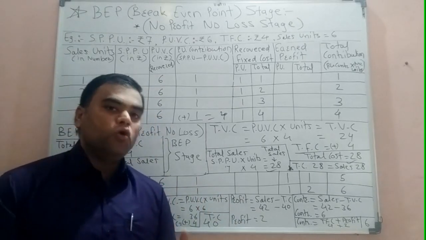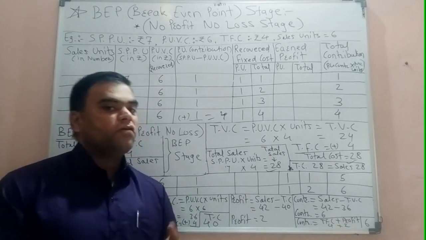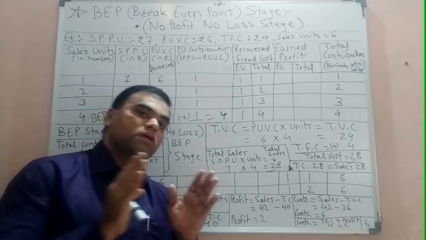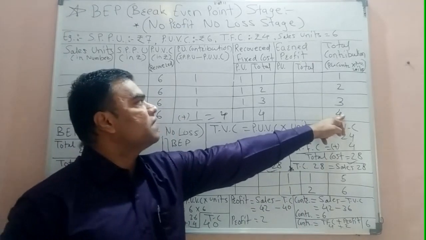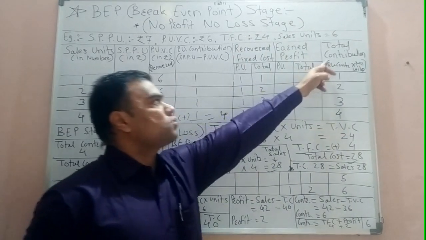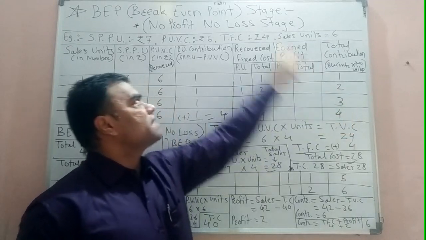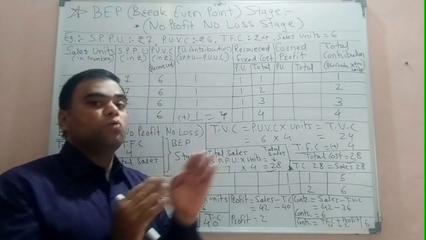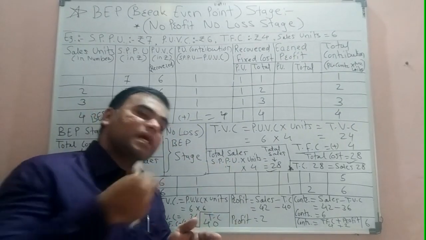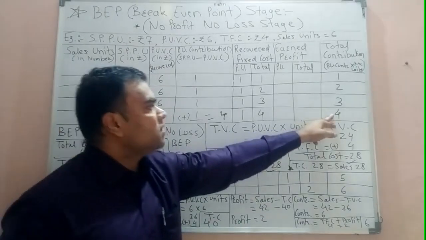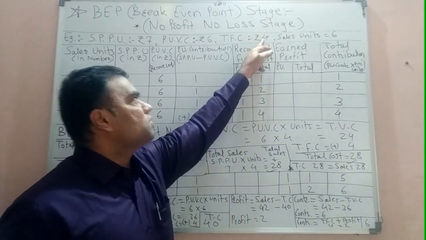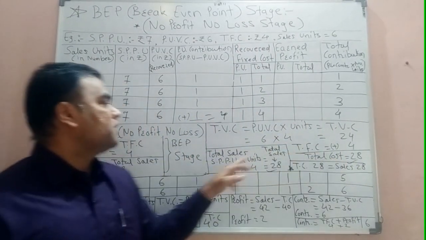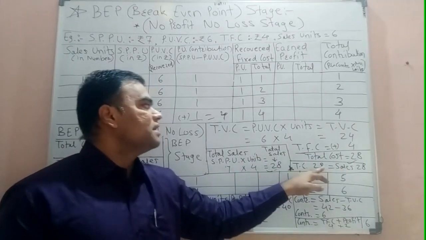BEP stage means no profit, no loss stage. When that stage comes, our total contribution becomes exactly equal to our total fixed cost. When our total contribution becomes exactly equal to total fixed cost, then automatically our total cost and total sales become exactly equal. You can see that when our total contribution becomes exactly equal to total fixed cost, automatically our total cost and total sales become exactly the same.